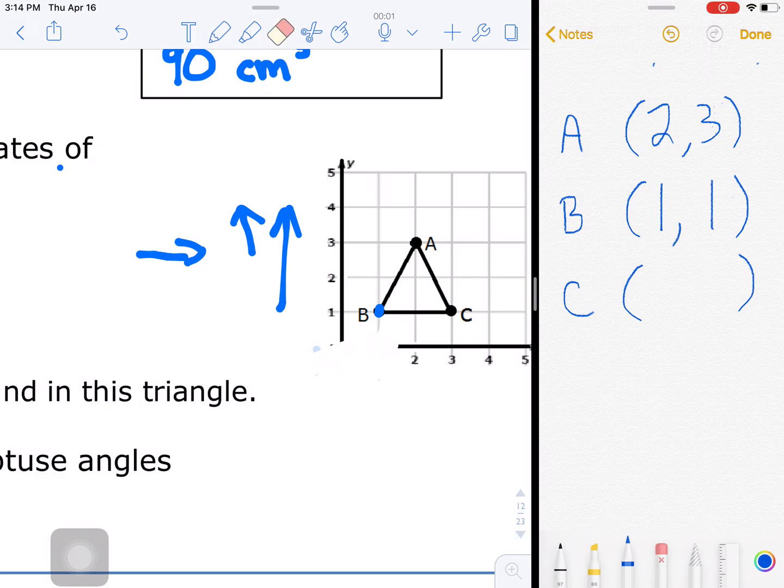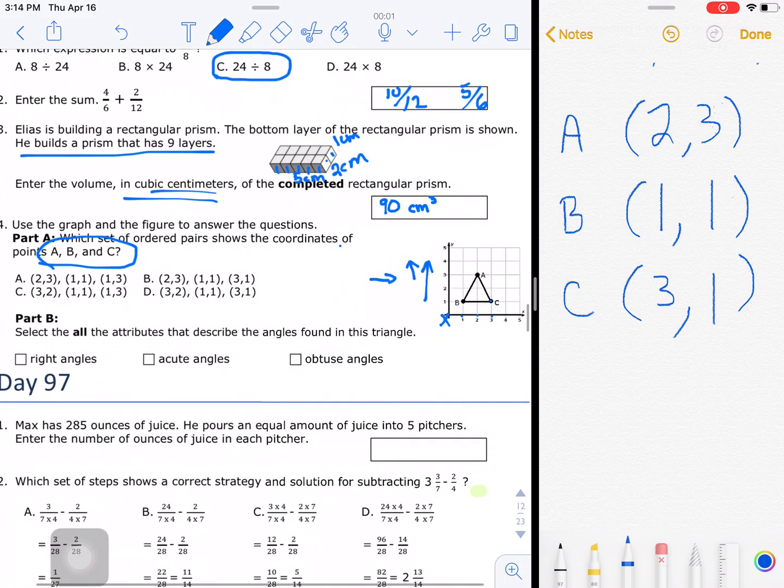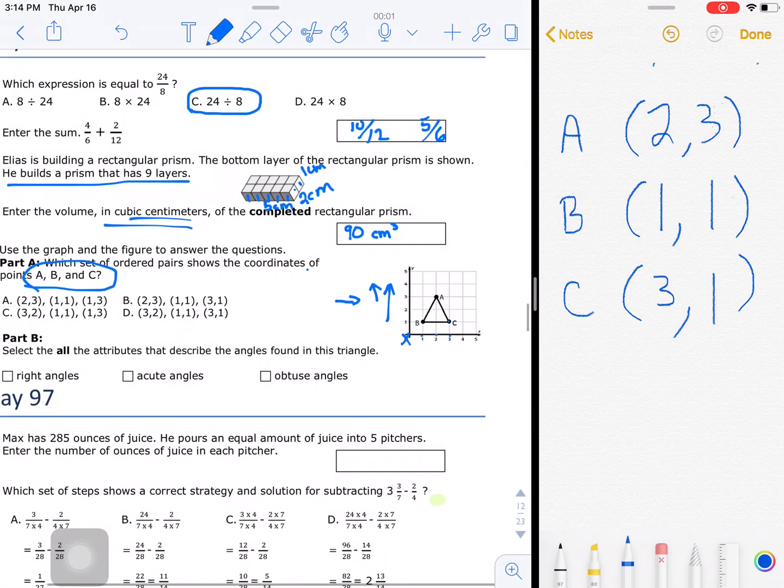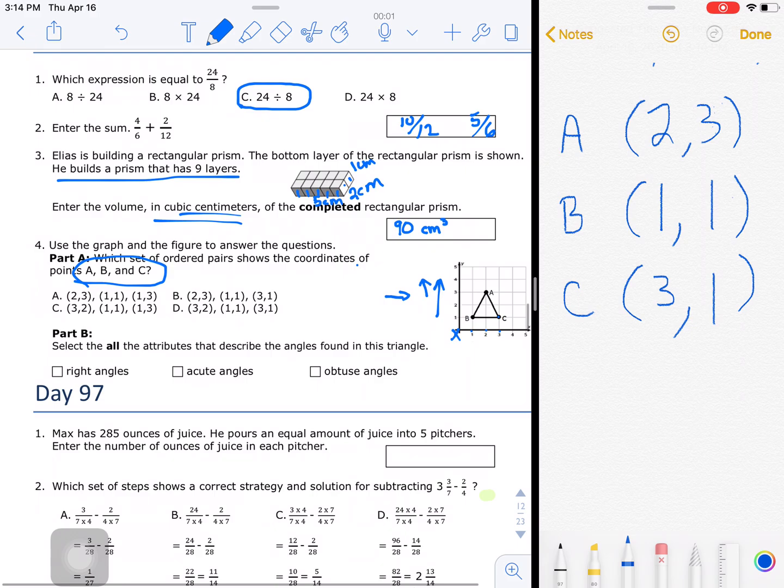And now we're going to do C. We'll start at the origin, and we're going to go over 1, 2, 3, x of 3, and we're going to go up 1, a y coordinate of 1. Okay, so now we have our coordinates, and we're going to see which of those is correct. So A says 2, 3, the next one is 1, 1, the next one is 1, 3.